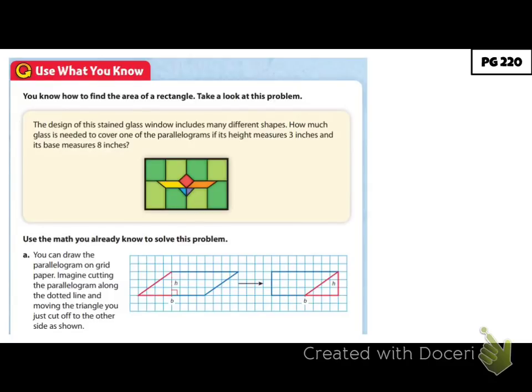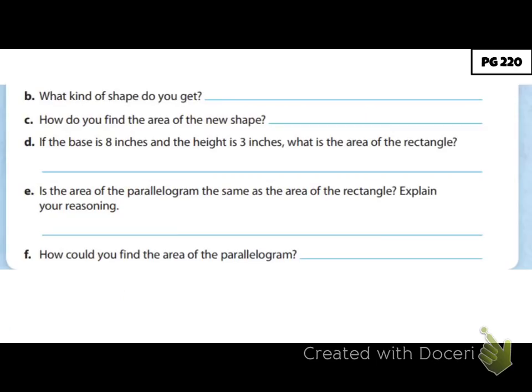So A says you can draw the parallelogram on the grid paper. Imagine cutting the parallelogram along the dotted line and moving the triangle you just cut off to the other side as shown. If we do that, it takes us from a parallelogram to a rectangle. So then we're back to our base times height. So B says, what kind of shape do you get? Well, we just said that. We get a rectangle.